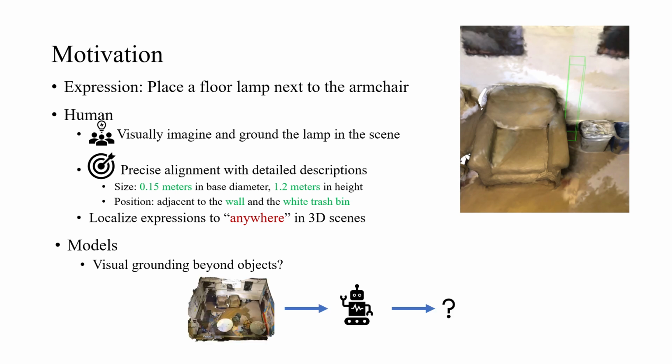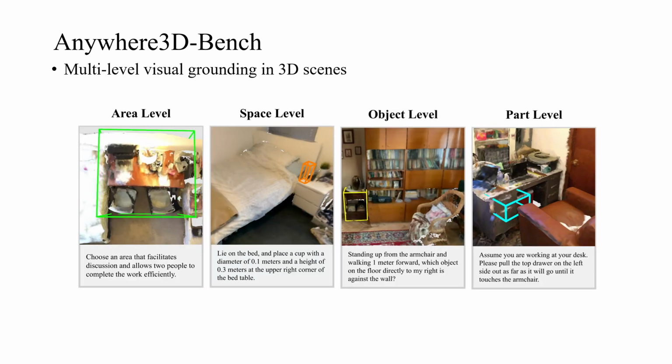However, concurrent 3D vision language models struggle to ground free-form referring expressions to precise positions and dimensions in a 3D scene, especially when those expressions refer to regions beyond discrete objects. To further investigate this issue, we propose Anywhere3D, a benchmark with 2,632 referring expression 3D bounding box pairs, categorized into 4 visual grounding levels: area, space, object, and part.